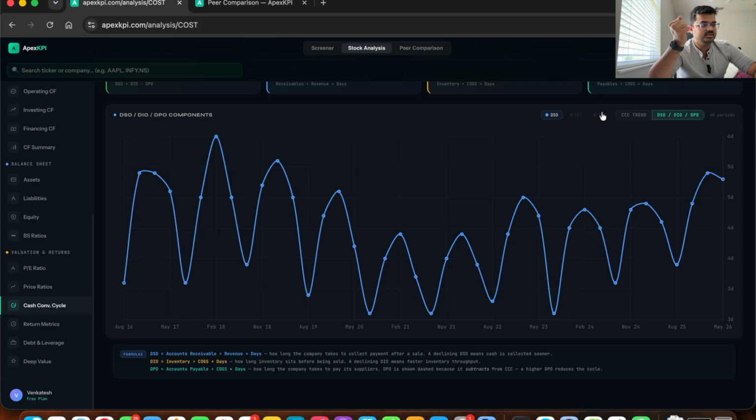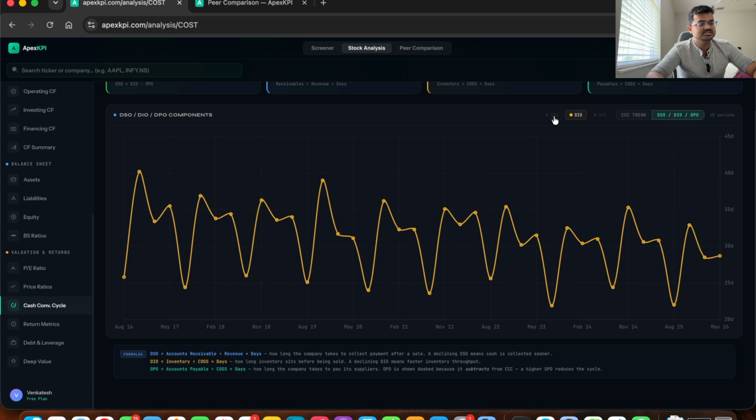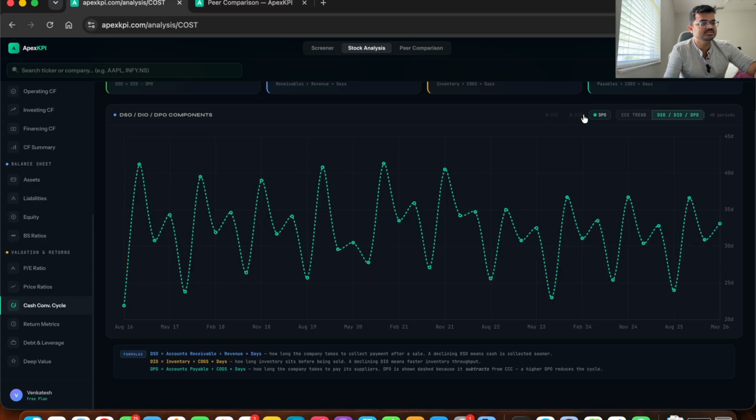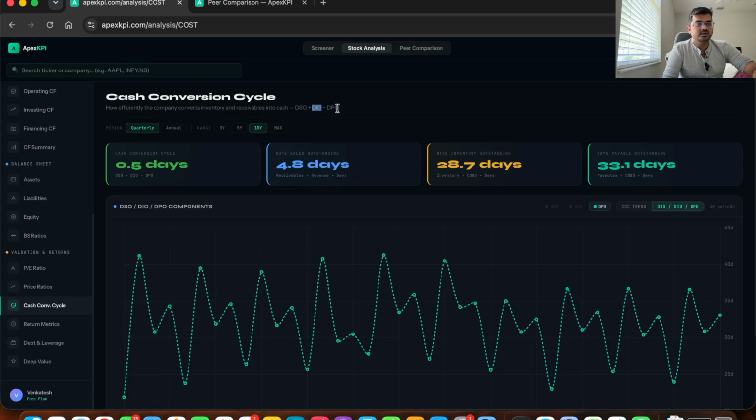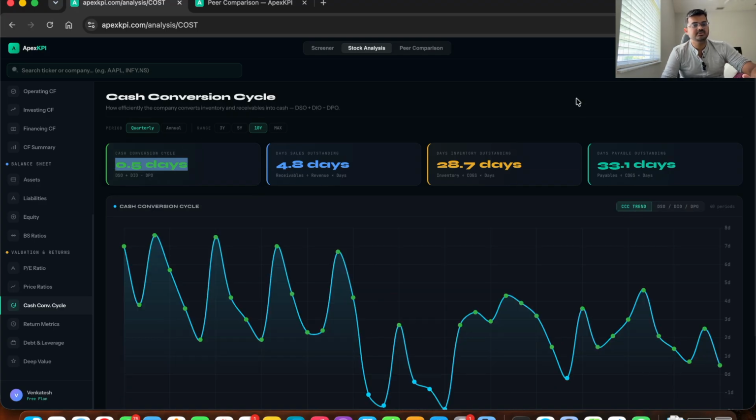In this case, the DSO is around 4.8 days, and days inventory outstanding, which is how many days a product is sitting on the shelf or in the inventory, is around 28 days. Then DPO, days payable outstanding, is how many days Costco takes to pay back its suppliers and vendors, which is around 33.1 days. So by adding DSO plus DIO and netting it with DPO, we get the cash conversion cycle. The lower the cash conversion cycle, or if historically this number is getting reduced, the business is doing well.